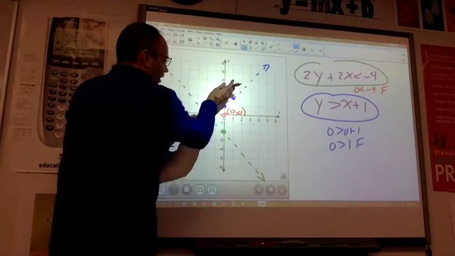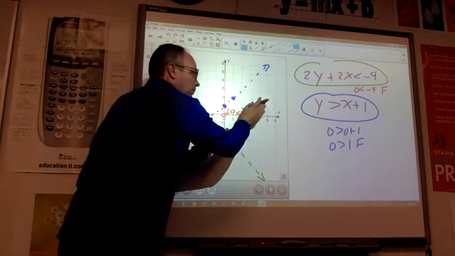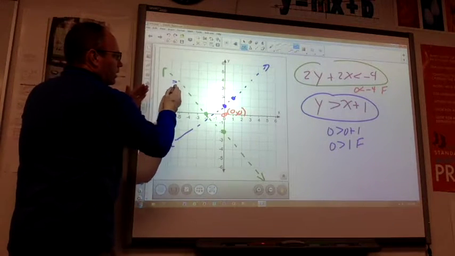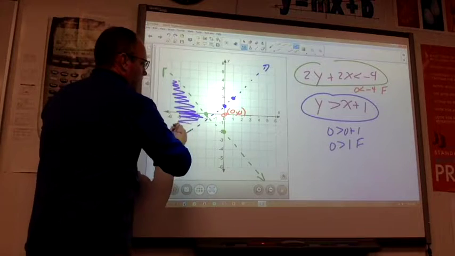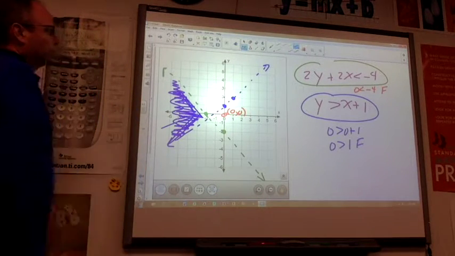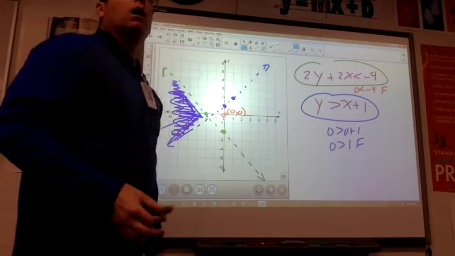Okay, so let's think. 0, 0 is here. It's on the bottom side of this blue. So where should I shade? Top and left. Right in here. Hey, I got that right. Cool? There we go.